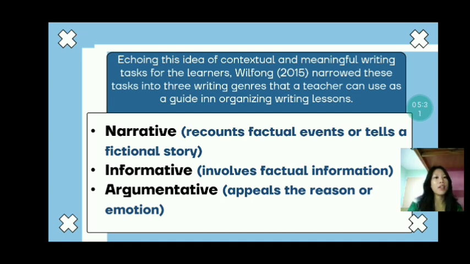And second genre is informative. Informative involves factual information. So, example of this is instructing them to write their own journals, biography, or news articles. And third is argumentative. So, argumentative genre means appeals the reason or emotion. And one example of writing activity is essay. Through essay, the students can stand their own ideas through writing.